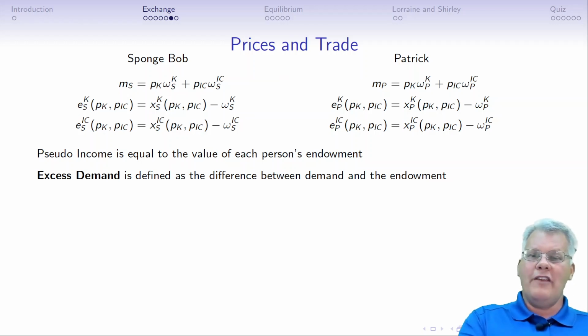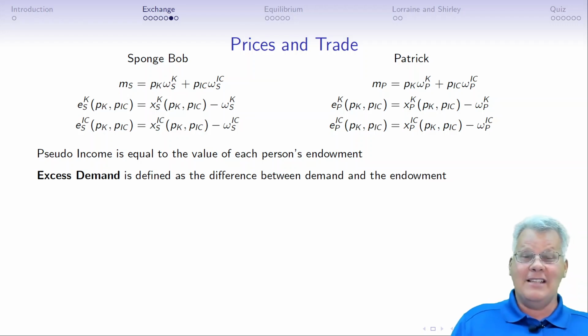So if we take the quantity of Krabby Patties that SpongeBob wants to consume and we subtract from it SpongeBob's endowment of Krabby Patties, or how many Krabby Patties he had before trading takes place, we'll define this as SpongeBob's excess demand for Krabby Patties. So it's the quantity of Krabby Patties that SpongeBob wants to purchase beyond his endowment. If excess demand for Krabby Patties is positive for SpongeBob, that means he wants to buy more than what he had in his endowment. If his excess demand is negative, that says that SpongeBob wants to be a seller of Krabby Patties.